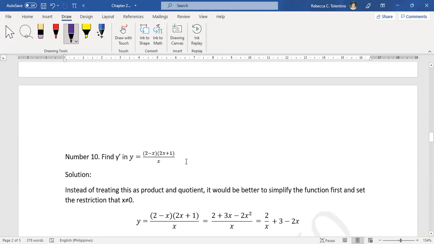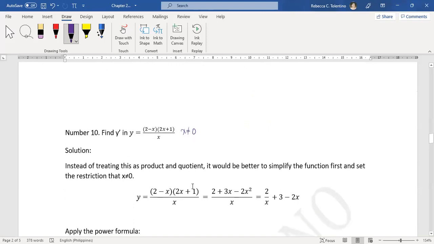Like this. So you have y equals 2 minus x times 2x plus 1, all over x. We can simplify this by making the restriction that x is not equal to 0. If that is so, we can just, before taking the derivative, expand 2 minus x and 2x plus 1 and then divide each of the results by x.